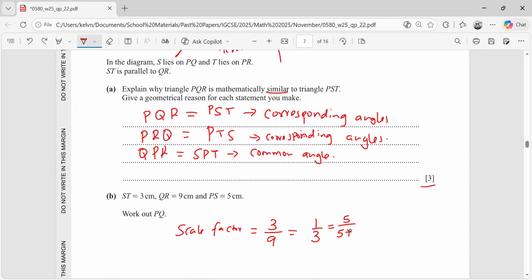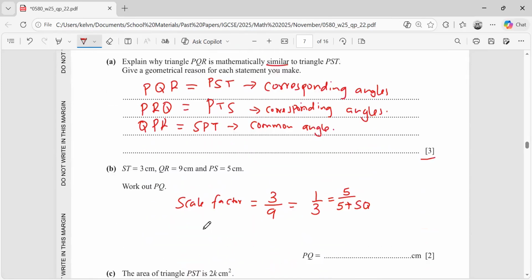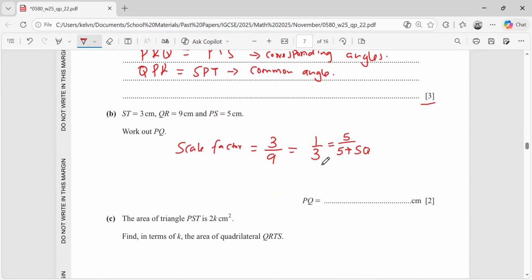So 5 plus SQ. Now for the whole of it, because remember, PS is just this distance, but we want PQ, which are the similar sides. Now to find out what PQ is, we can just use this. I can do some cross multiplication here.